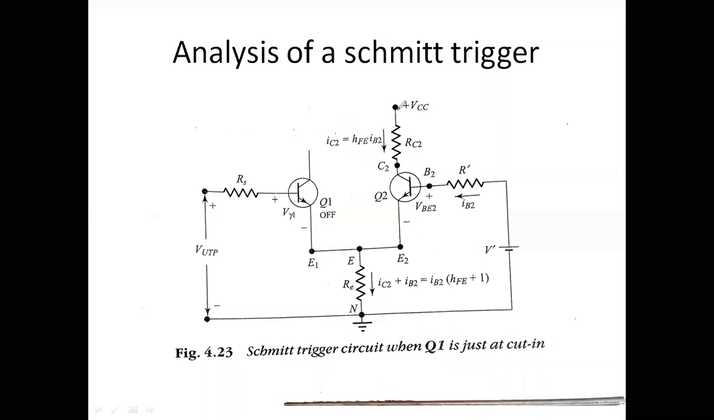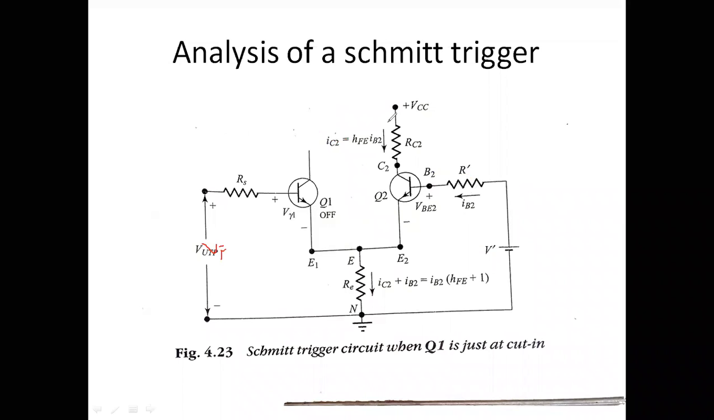Here you may have VCC, and when the input is zero, the transistor will be off. At UTP it becomes on. That means before that UTP point, at the same instant, V1 is nothing but the voltage at the upper triggering point.